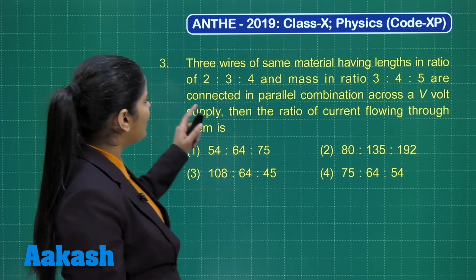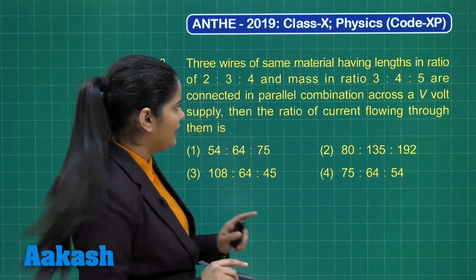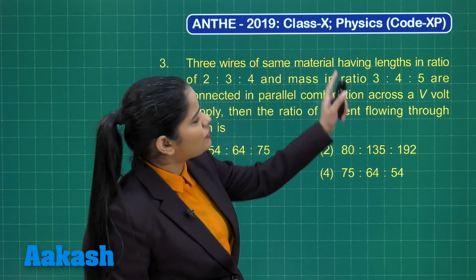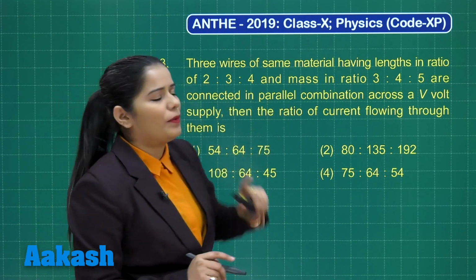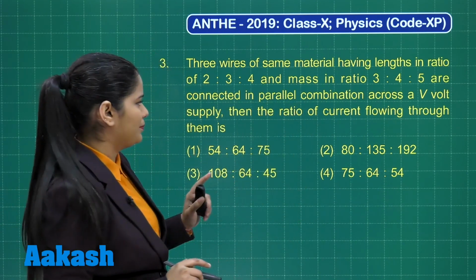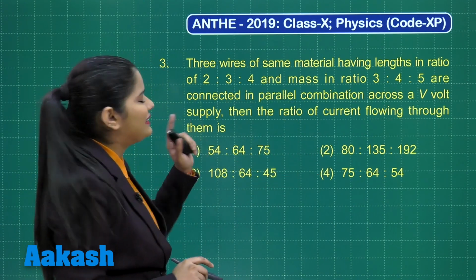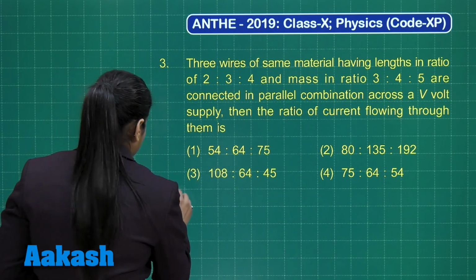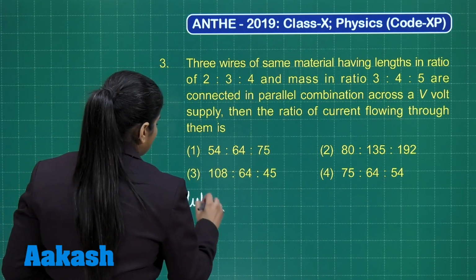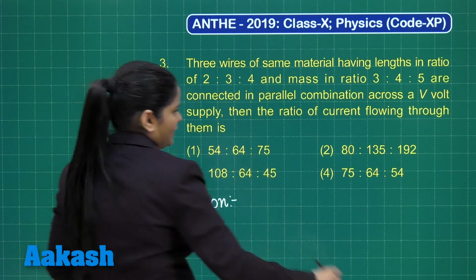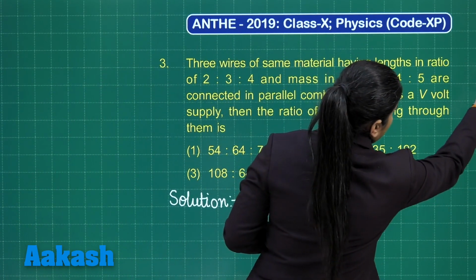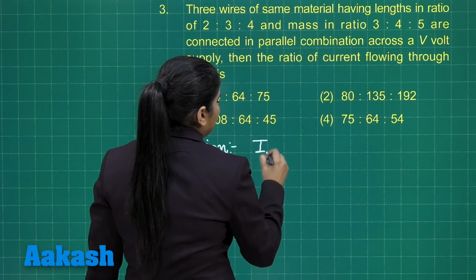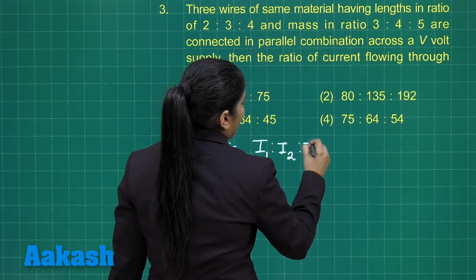This question says, 3 wires of same material having the lengths in the ratio 2:3:4 and mass in the ratio 3:4:5 are connected in parallel combination across V volt supply. Then the ratio of current flowing through them is. Now this question was, I'll say, a medium to difficult question for the examination. Let's just quickly solve this question so that you may get clear whether you have done this question correct or not. So basically you need to find out the ratio of the current that is flowing through these wires.